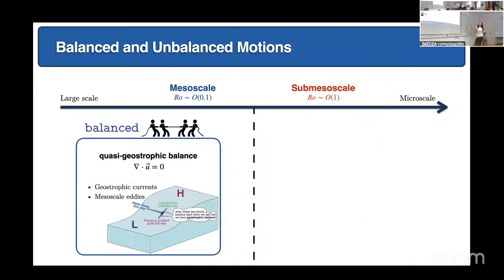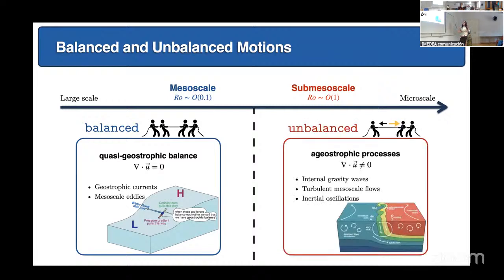From large scale to mesoscale, we have balanced motions that govern the regime, typically geostrophic currents or eddies. And then passing to the submesoscale, we have more unbalanced motions that are ageostrophic processes. And we have, for example, internal gravity waves, turbulence, or inertial oscillations.